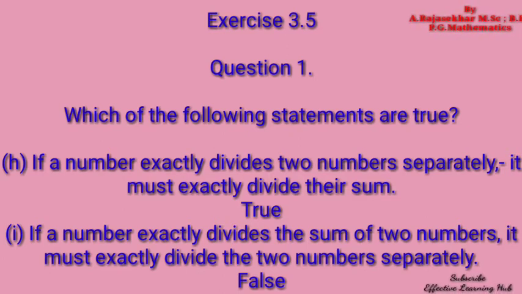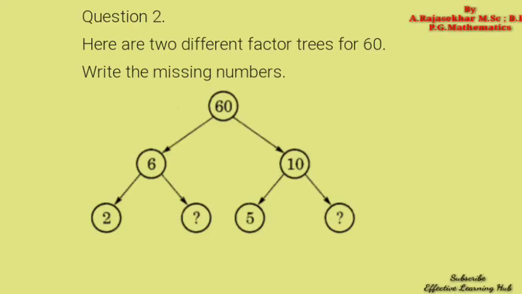Next, question 2. Here are two different factor trees for 60. The first one: write the missing numbers. 60 is there. 6 tens are 60. Next, 6 is there, 2 times which number? The answer is 3, so 2 threes are 6. In the same way, 10 is there. 5 twos are 10.